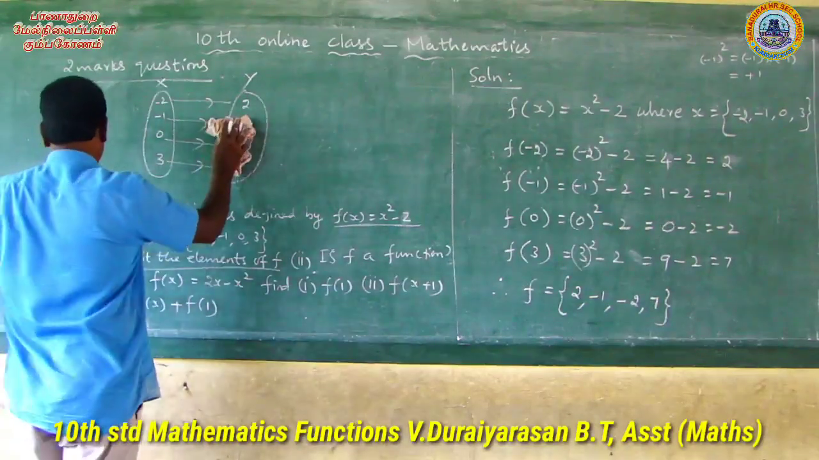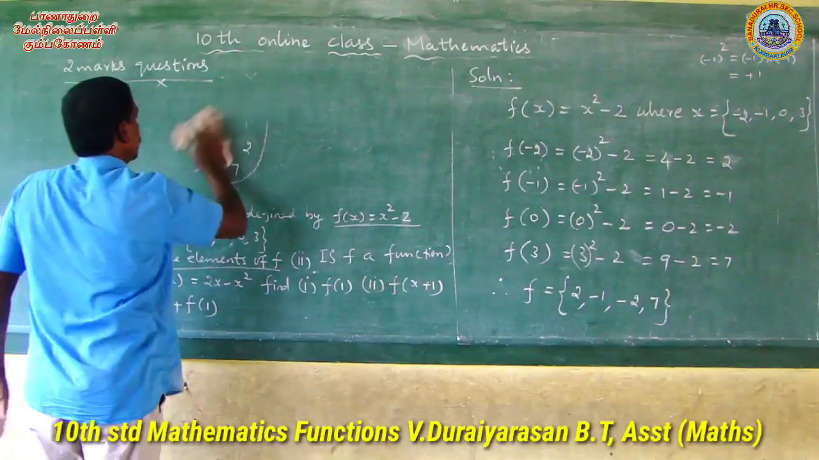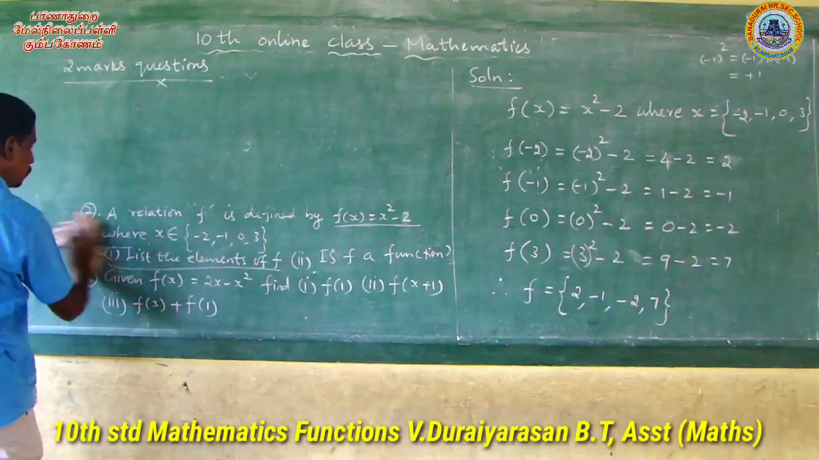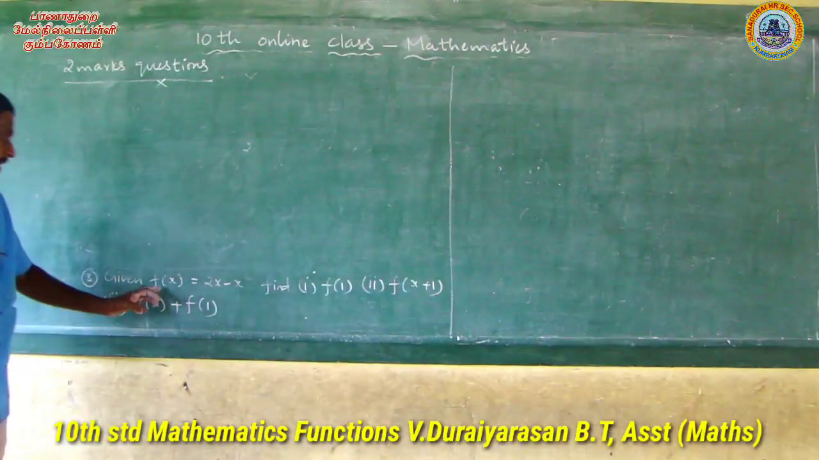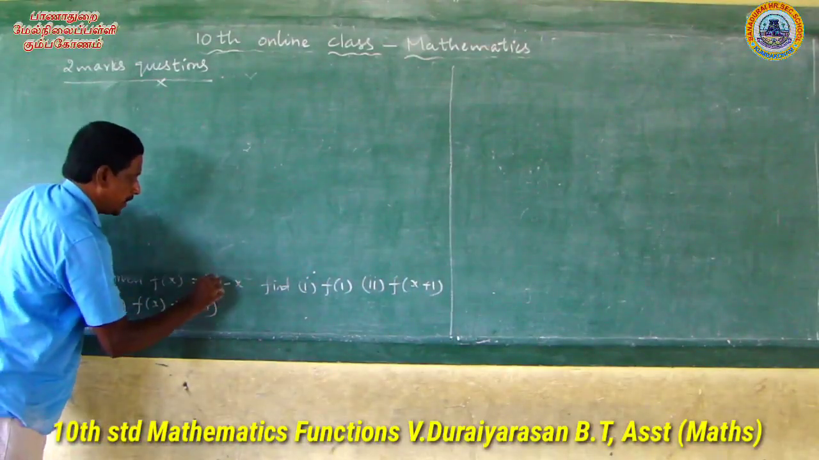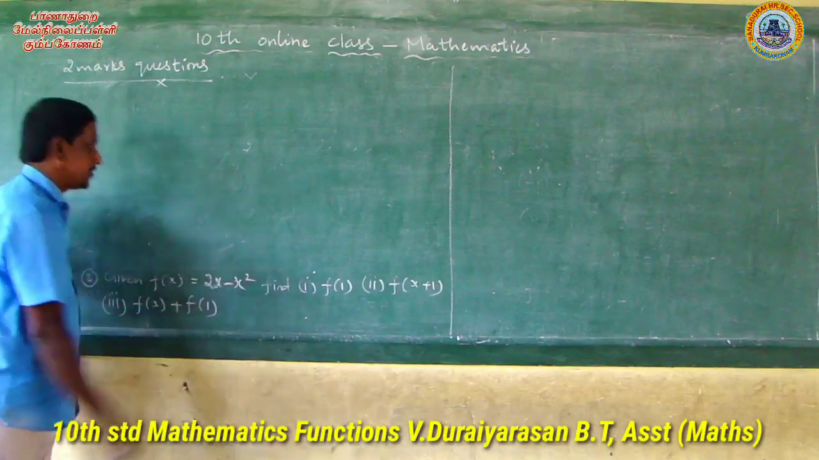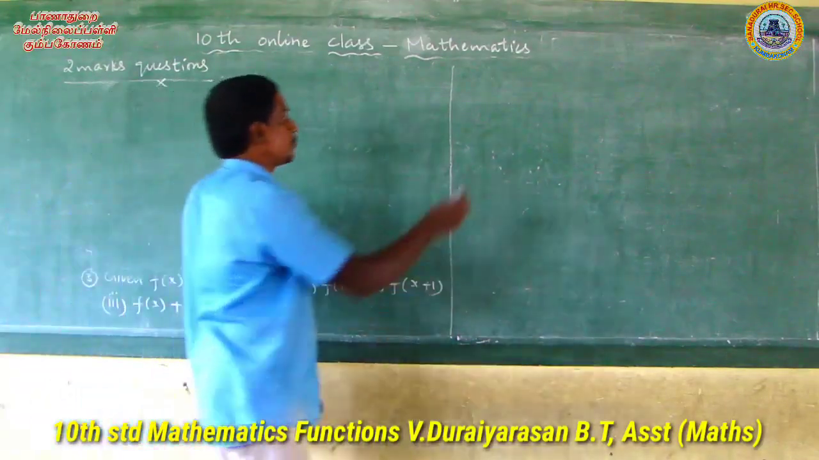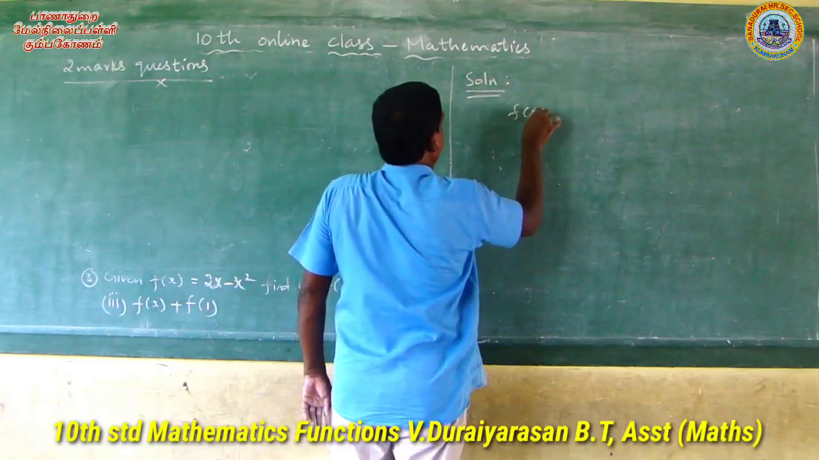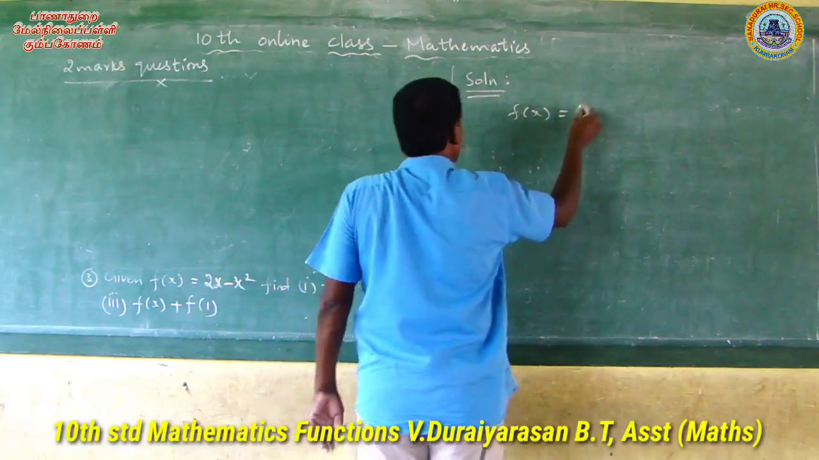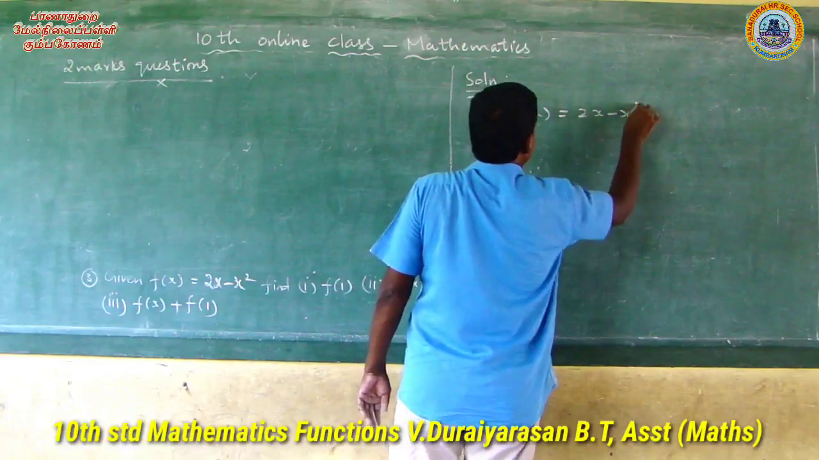The second question is over. Next, go to the third 2-mark question. Third 2-mark question. What is given? The function is given. f of x is equal to 2x minus x square.